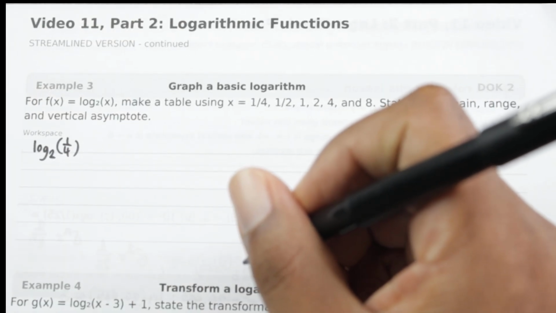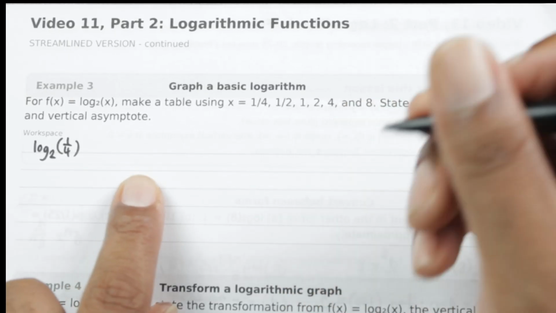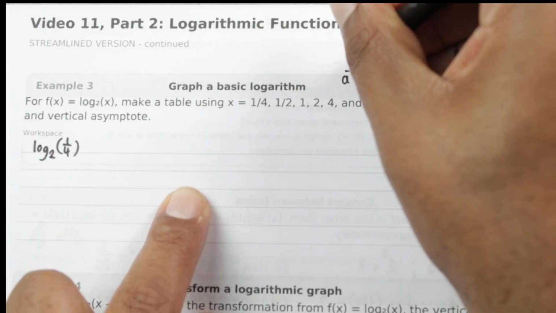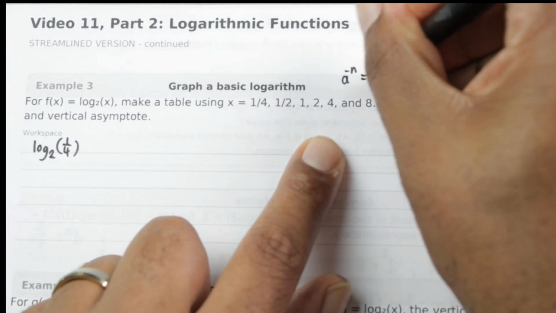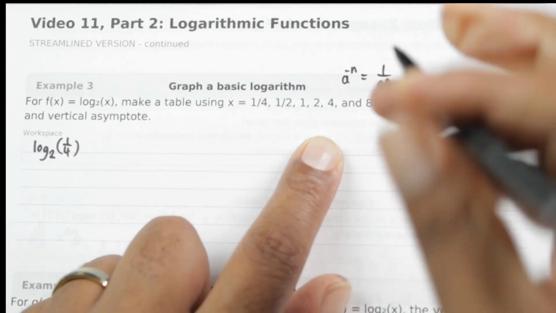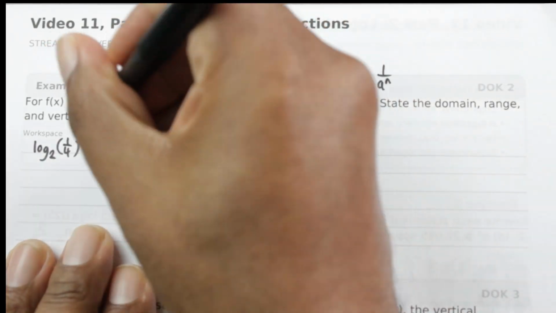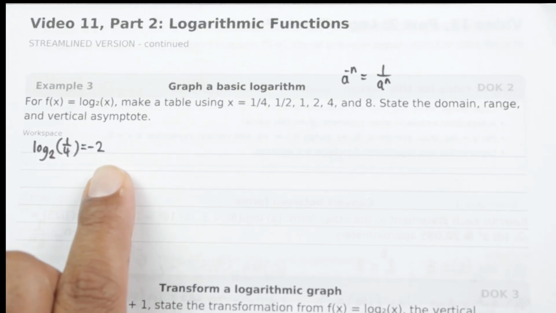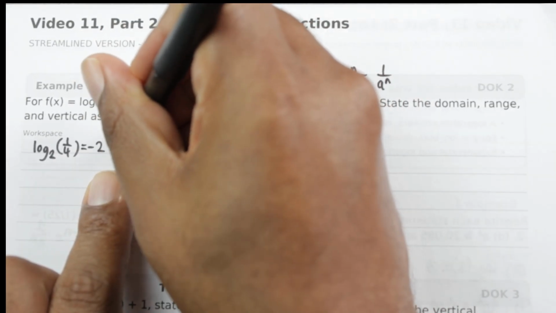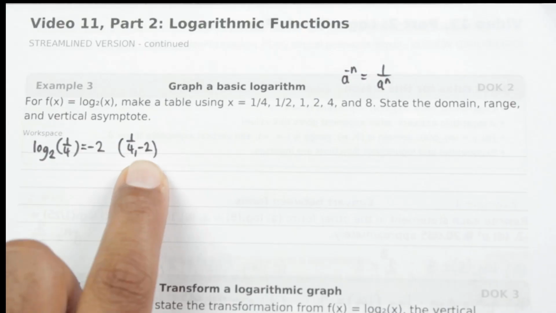So log base 2 of 1/4. We know that this is going to end up being a to the negative n. Anytime you see a fraction, it's going to be a to the negative n, and then it's going to give you 1 over a to the n. So just familiarize yourself with the exponent rules with respect to this. This is going to be negative 2. So the first point is 1/4, negative 2, because the input is first, then the output.